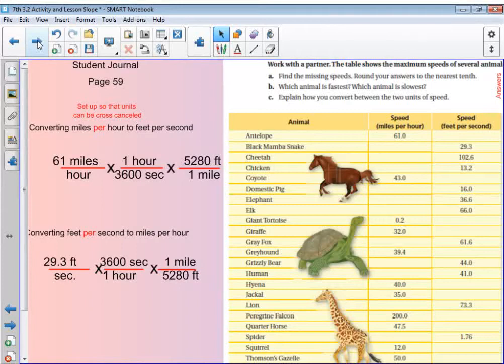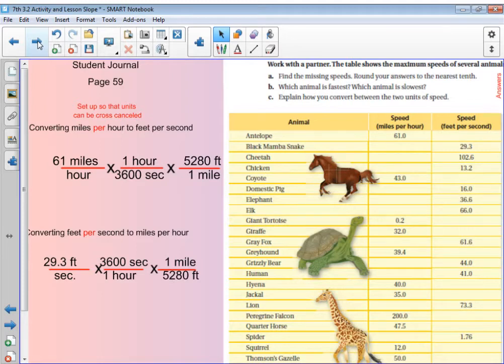We're going to work together to go through and find the missing speeds of each of our animals. And we will be working with speeds of miles per hour, as well as converting into feet per second or vice versa. As we do these, we're going to round each of our answers to the nearest tenth, which is our first decimal place.